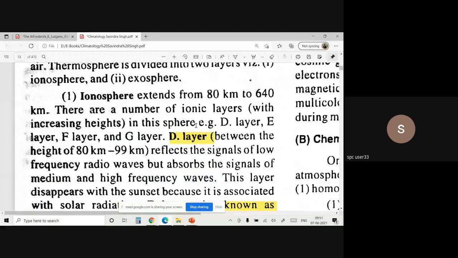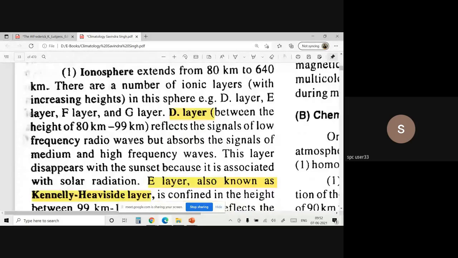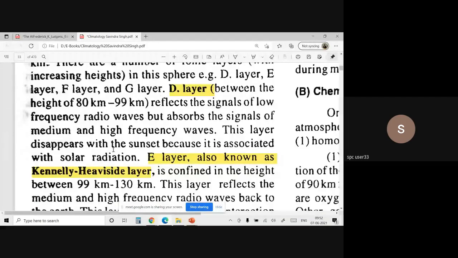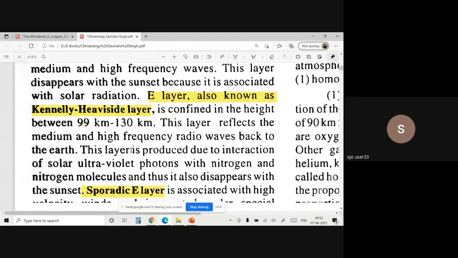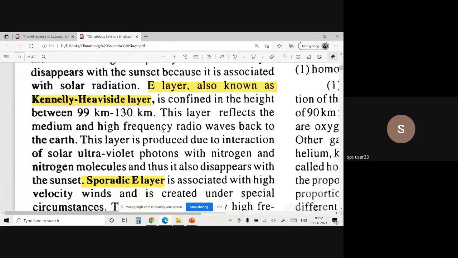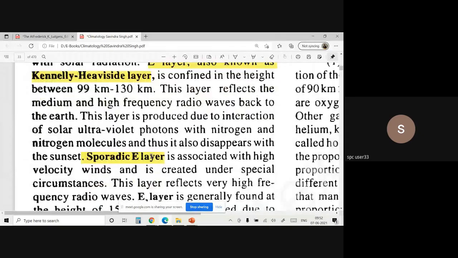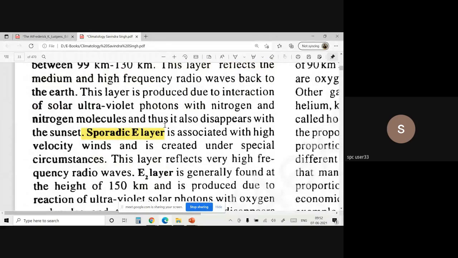There are a number of ionic layers with increasing height. Again, you'll see that earlier we did not have the G layer. Here you have the G layer, and with the D, E, F, and G between them, they reflect signals of low radio frequency waves and absorb medium and high. The E layer is also known as the Kennelly-Heaviside layer. It's confined to heights of 100 to 130 kilometers. It reflects medium and high frequency waves to the Earth. This layer is produced due to the interaction of solar ultraviolet photons with nitrogen molecules, and it disappears with sunset.